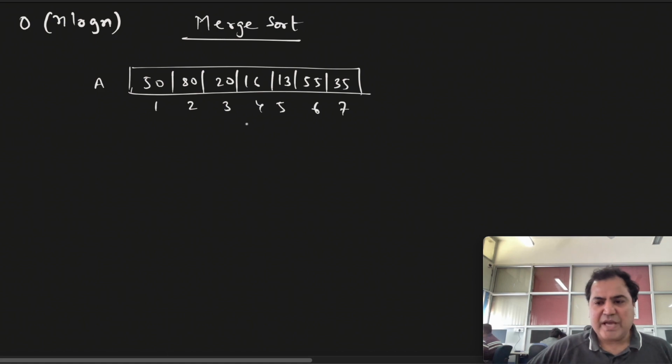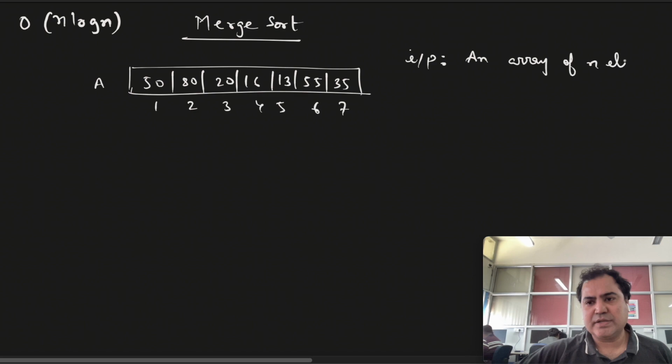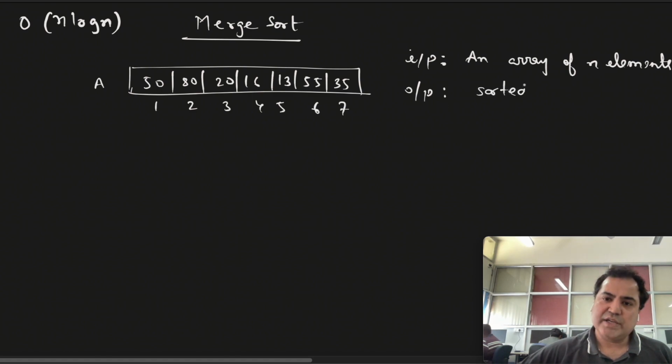Basically in C programming, an array starts from 0, right? So how will we be sorting? I will make it as a problem. We are taking as input an array of n elements, and we need as output a sorted array, right? And we will be sorting it with the help of merge sort, right?